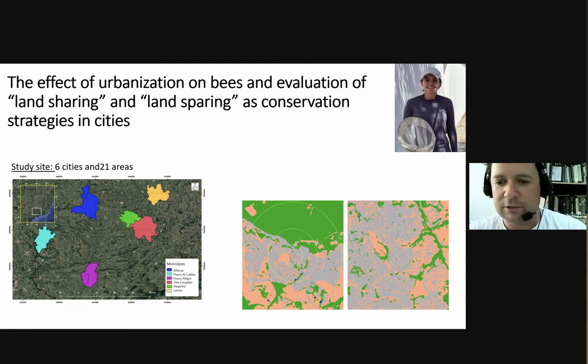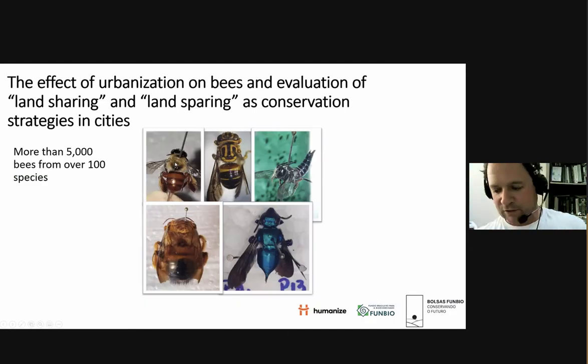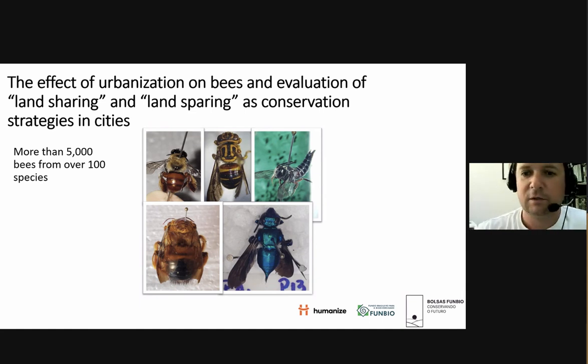Later on, but she's looking at a broader topic of conservation of bees in urban areas, comparing land sharing and land sparing strategies for the conservation of bee biodiversity. She also just finished her fieldwork this month together with Carol. So they worked together in the field, and they finished together, of course. And she collected more than 5,000 bee individuals from over 100 species of bees. So there's a lot of material for her to go through in the next several months. So you should keep an eye on her work if you are interested in bees in urban areas.